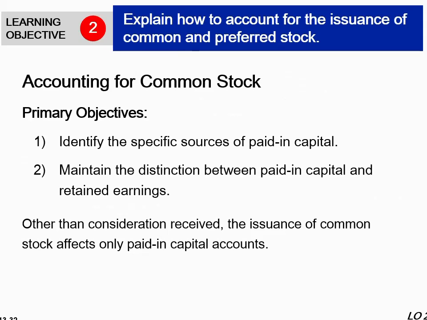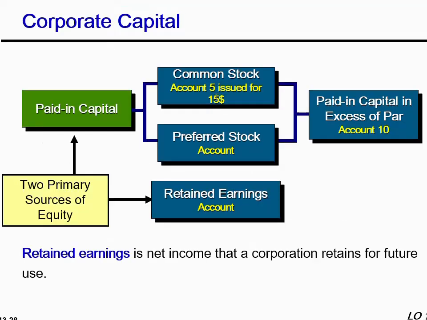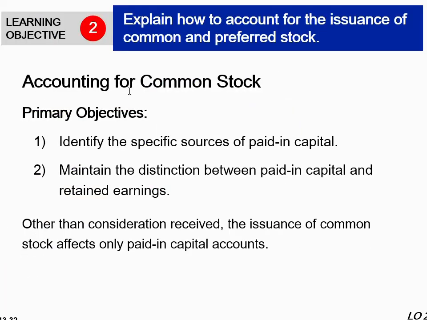Let's move towards our second learning objective, that is how do we account for, or how do we record, the issuance of the common and the preferred stock. What is common and preferred stock? The two types of stocks which a company issues, common and the preferred stock. So let's have a look at their accounting.